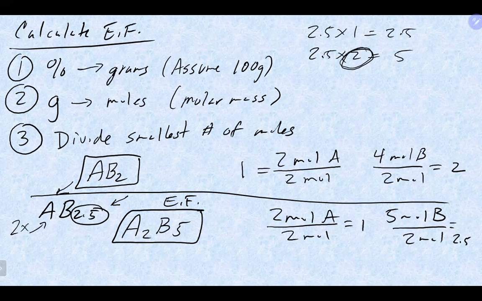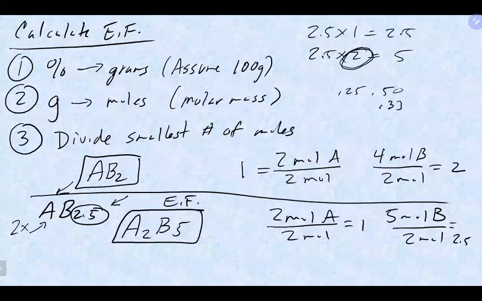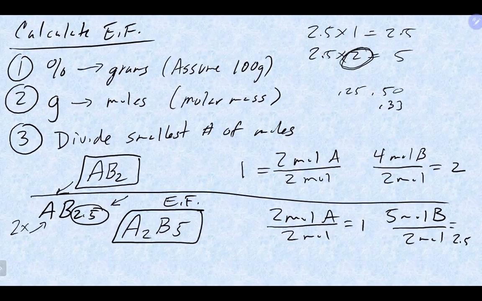Common endings where you should not round, like 0.25, 0.5, 0.33, and so forth. Those are common endings where you should find some type of factor to get to a whole number. Any questions on that there? So let's run through one here together to show you how to calculate an empirical formula.